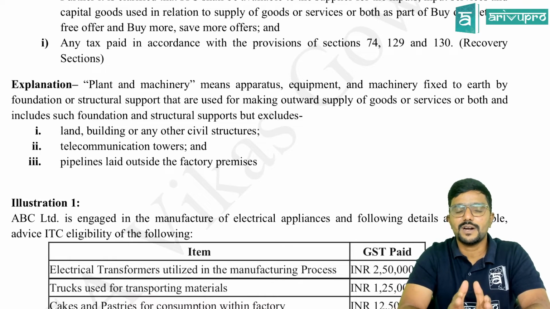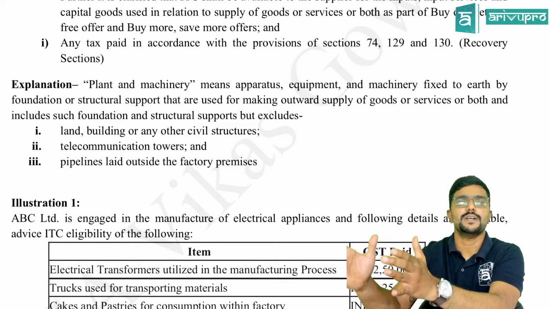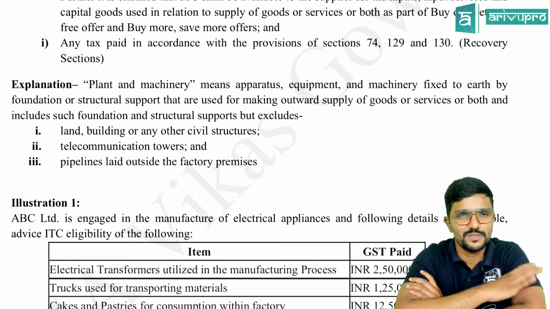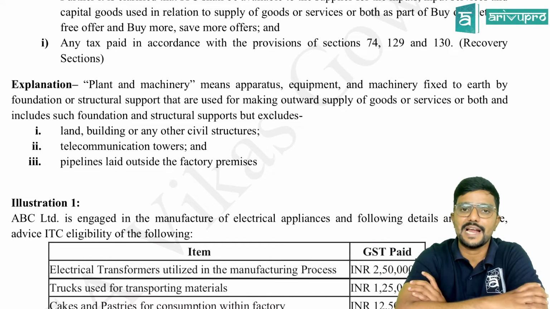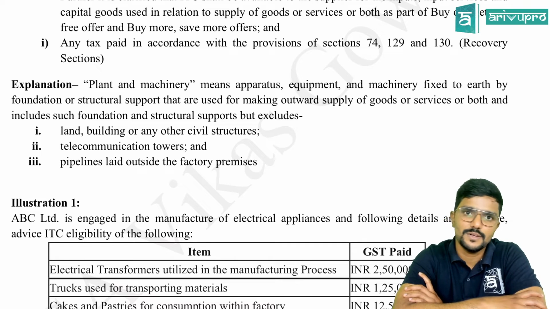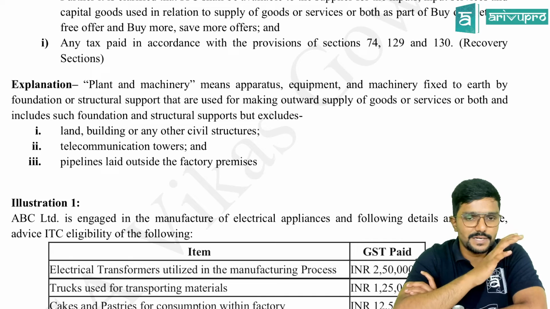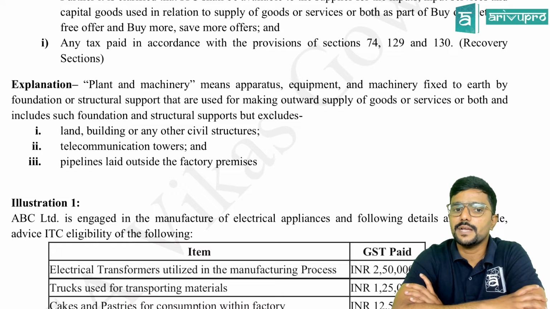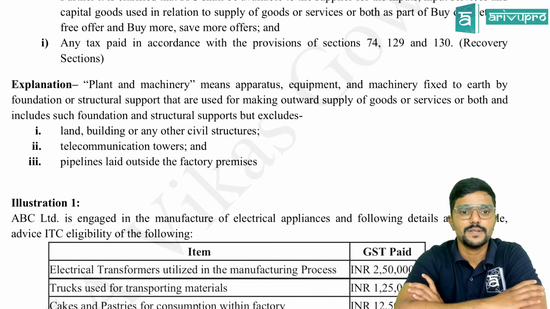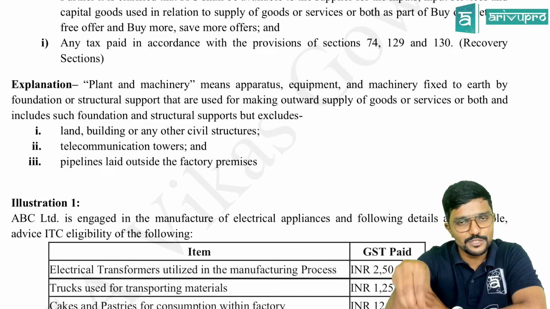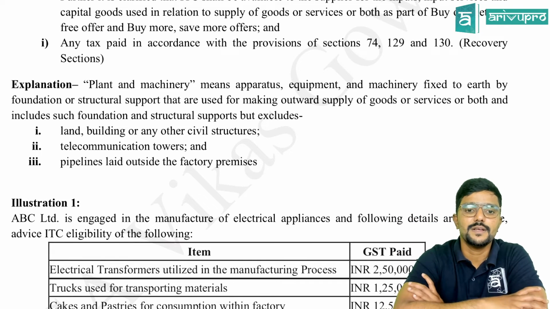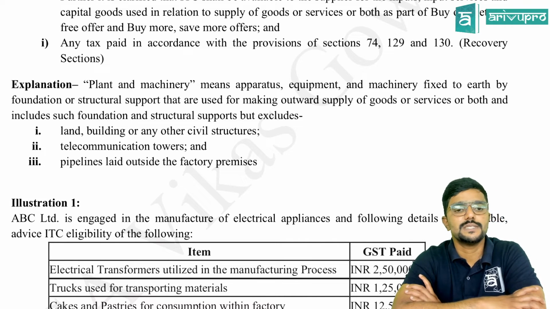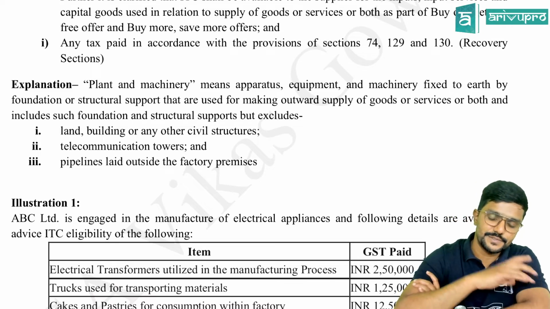See, what they are trying to tell here is that plant and machinery is something which is installed or fixed to the earth, especially the one used for the manufacturing process, which will be attached to the land, fixed to the land, and is immovable in that case. They are talking about that here, but it excludes the following three. The following three are not plant and machinery. Land, building or any other civil structure. Then telecommunication towers, even though they are attached to the land, are not plant and machinery. And the last one, pipelines laid outside the factory premises. These three are not plant and machinery, guys.